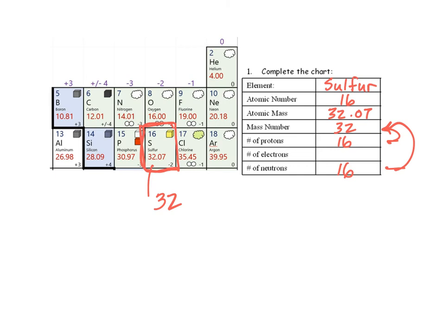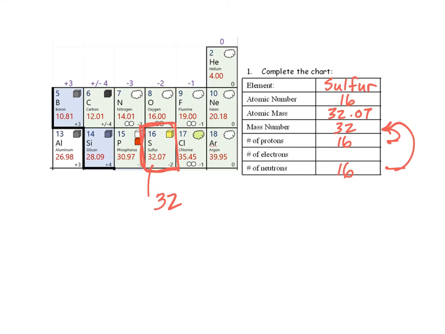So protons, neutrons. Now, that's for the most common isotope anyway. It would have 16 neutrons. There might be other isotopes that have a different number of neutrons, but this is the most common one. The chart didn't really say that, but we'll have to infer it.